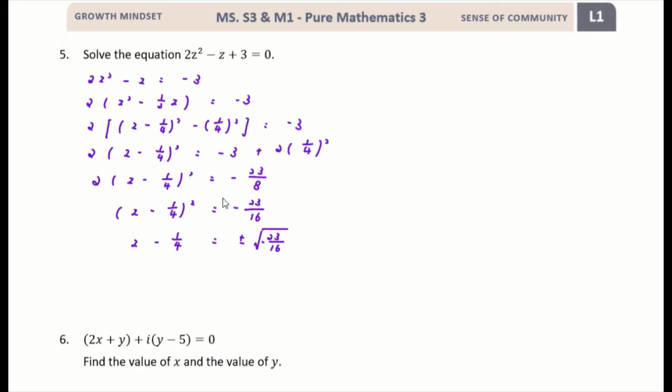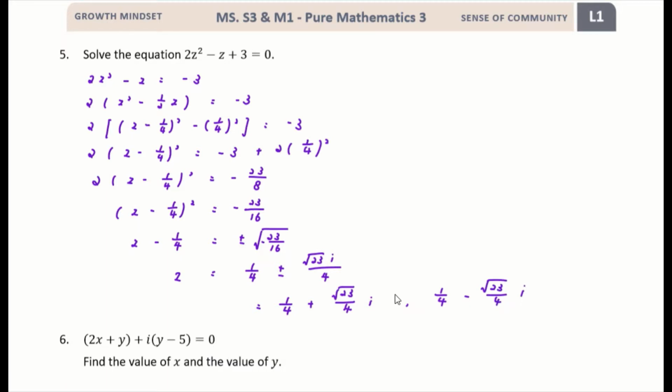Okay, so now we can move the 1 over 4 to the other side. So z equals 1 over 4 plus minus. So let's try to simplify this. 23 is something that we can't square root, but 16 we can, right? So that's why I have square root of 23 i, then over square root of 16 gives us 4. Okay, so from here, I'll be able to get my answer. The first one is 1 over 4 plus square root of 23 over 4i. Then the second one is 1 over 4 minus square root of 23 over 4i.